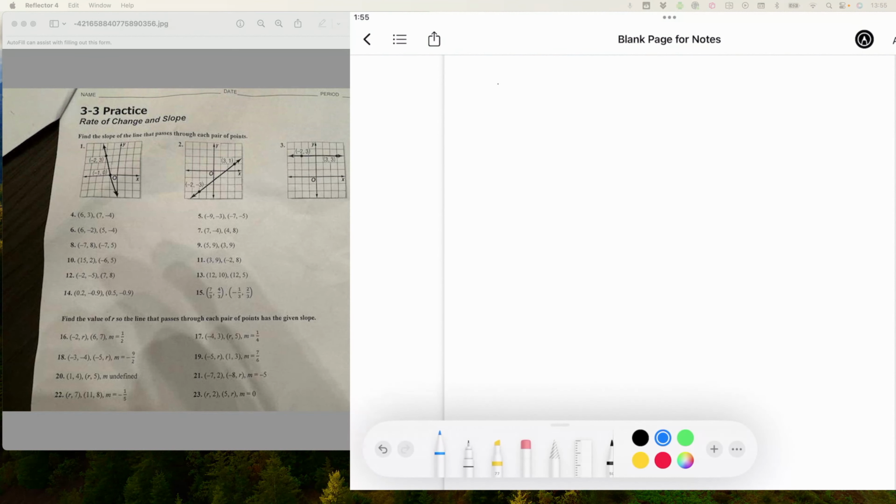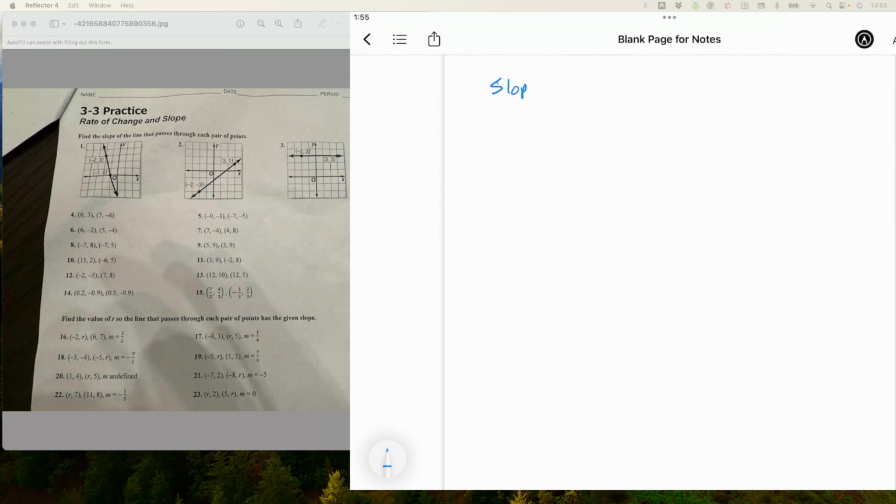Okay, for finding slope on these, what you're going to need to know is that the slope formula is y2 minus y1 over x2 minus x1. And those sub 2 and sub 1 there just basically are identifiers. They don't mean anything, they don't do anything. They're just telling you which one you're talking about.